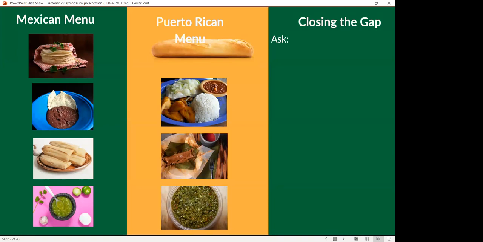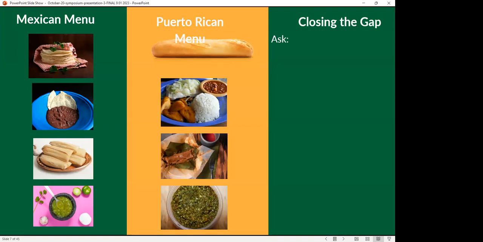So it's the bread. The other thing is beans are consumed in both cultures, but how the beans are prepared and consumed is completely different. Refried beans are not eaten in Puerto Rican culture. Here, beans are eaten, but they're never refried. They are stewed.